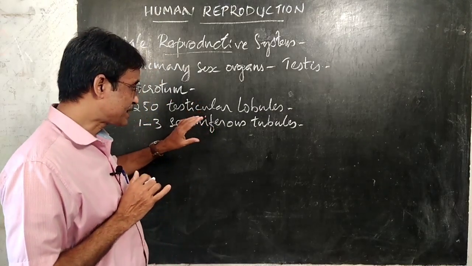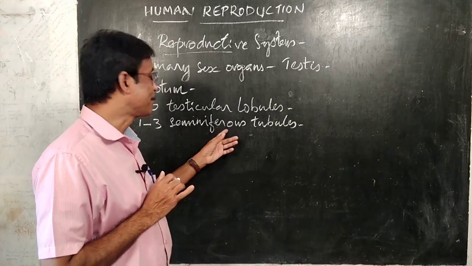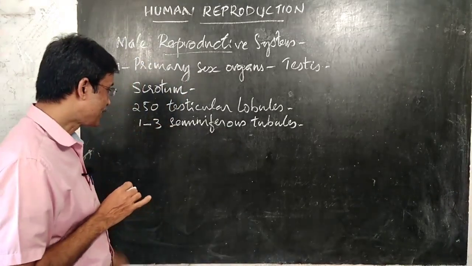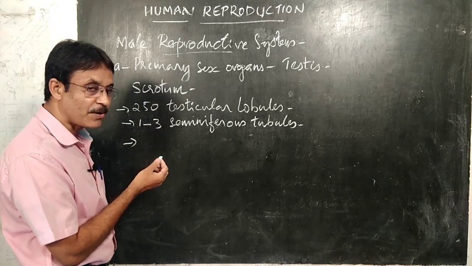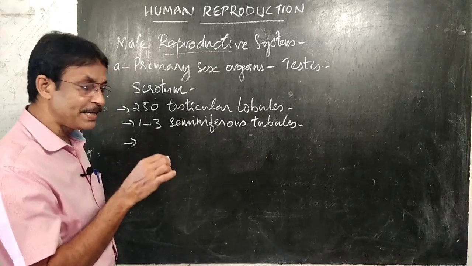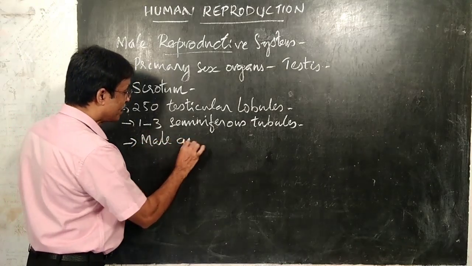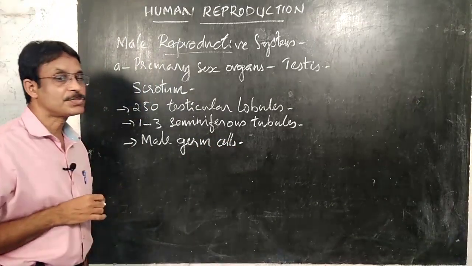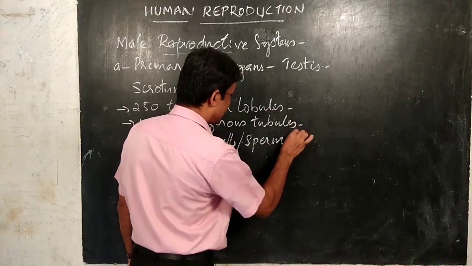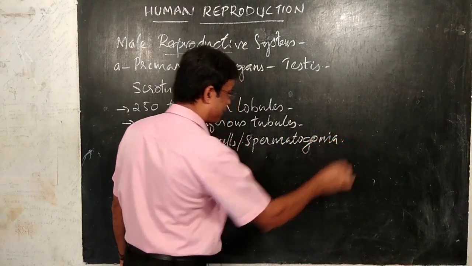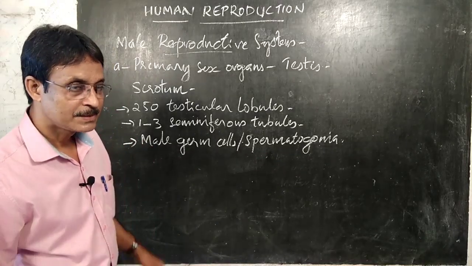Because the testis consists of seminiferous tubules, and the function of testes is done by seminiferous tubules. And for that, seminiferous tubules possess two types of cells. The inner lining of the seminiferous tubule possesses a cell known as male germ cells, or this is also called spermatogonia. Remember this, spermatogonia are the cells present in the inner lining of the seminiferous tubule.